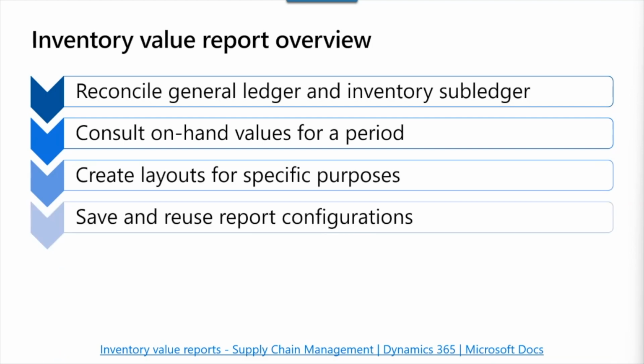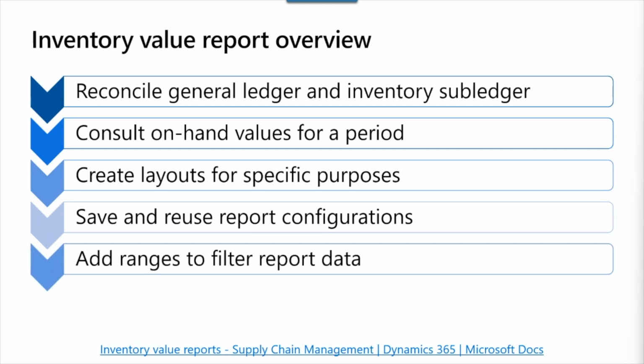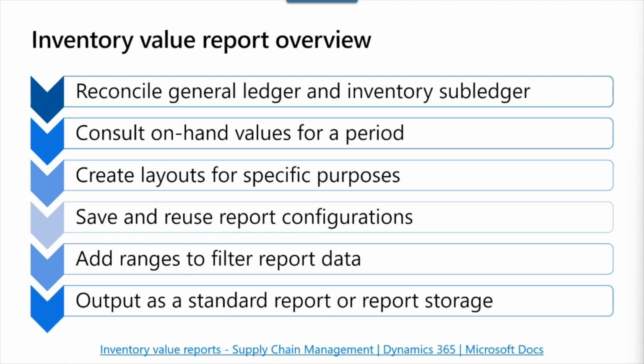When you create a report layout, you can save that layout and reuse it each time you need to run the report. You also have the ability to filter the report by specific items, item groups, resources, resource groups, cost groups, and much more. When you run the report, you can choose to output the report like a standard SSRS report, or you can use the new report storage option. We recommend that you consider using this new feature as it allows more flexibility for exporting, drilling down, and much more.